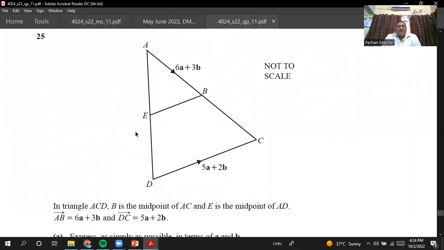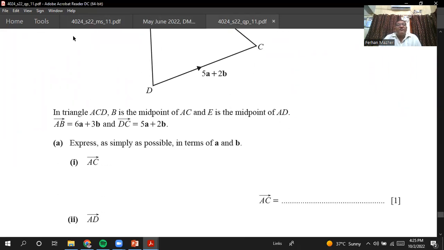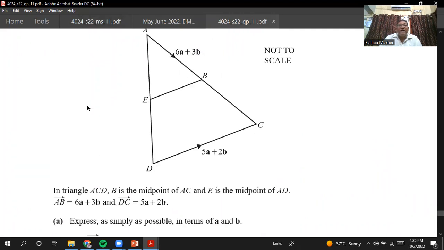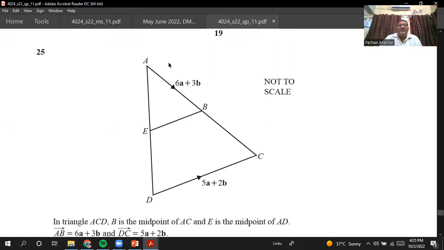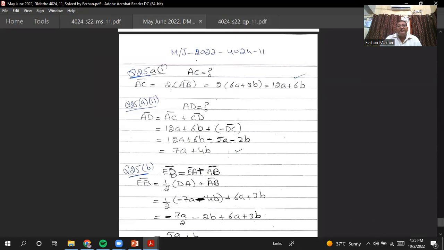In the triangle ACD, B is the midpoint of AC and E is the midpoint of AD. AB is equals to 6A plus 3B, and the DC is 5A plus 2B. Their question is express as simply as possible in terms of A and B, AC. You want to go from A to C. This is the midpoint. So this is 1. This is 1. AC by AB will be equals to 2 by 1. That's the ratio between them.